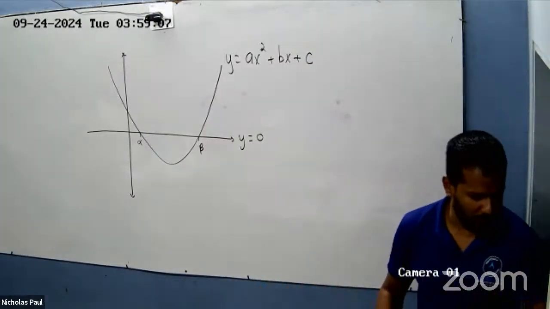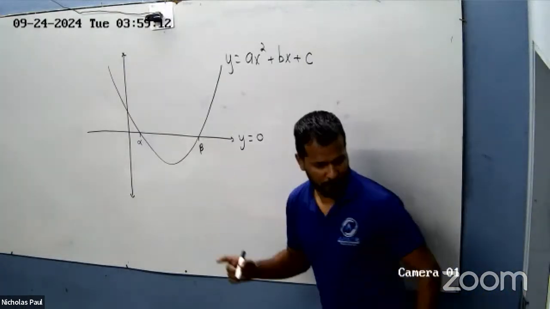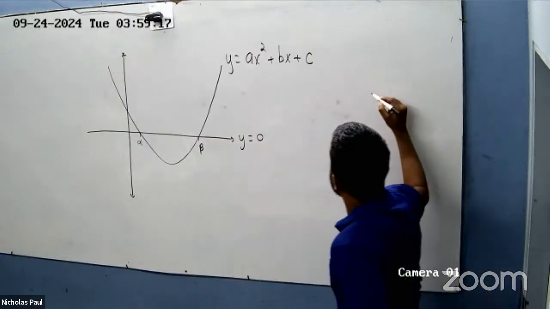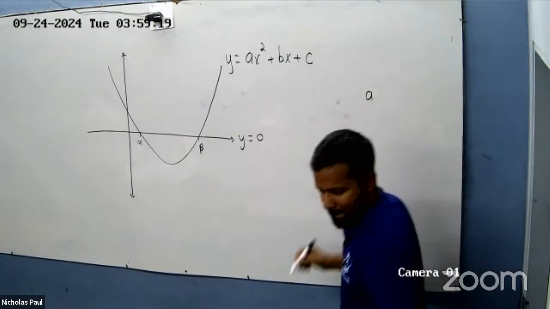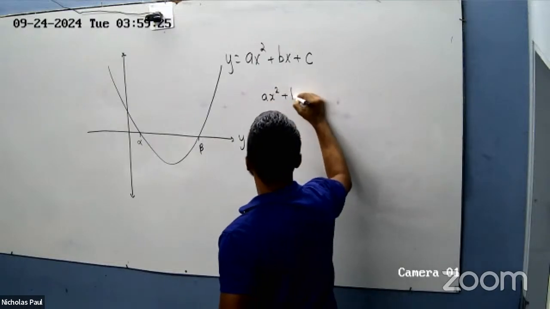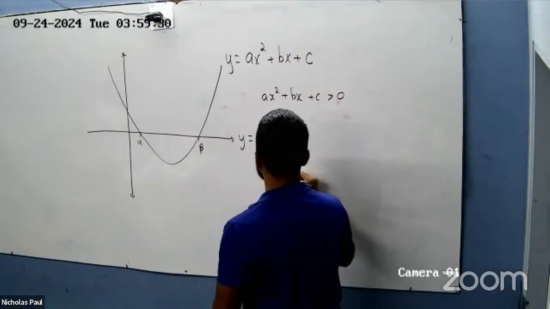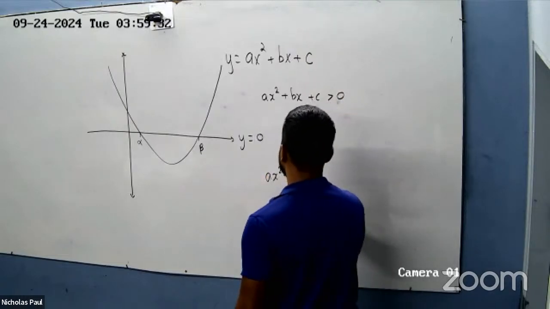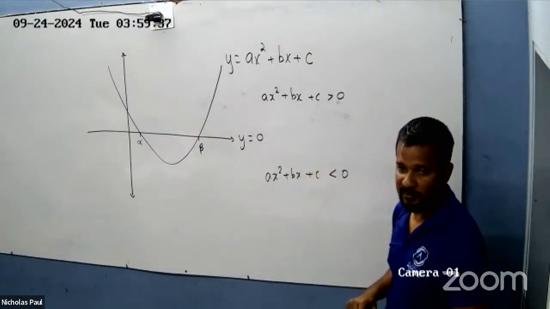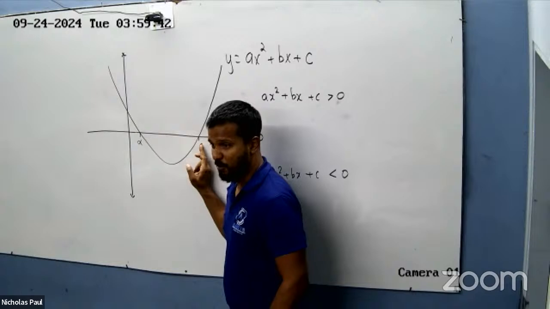So the problem now is, what do we do if I say to solve ax squared plus bx plus c is more than 0? Or if I say to solve ax squared plus bx plus c is less than 0? How are we going to solve this? Equal to 0 is here and here.